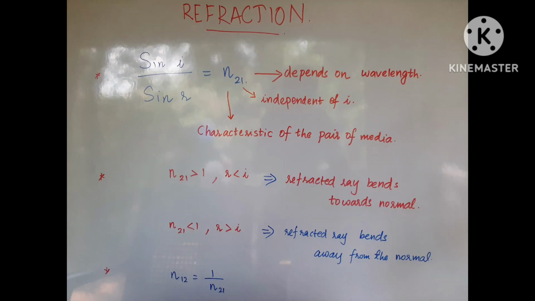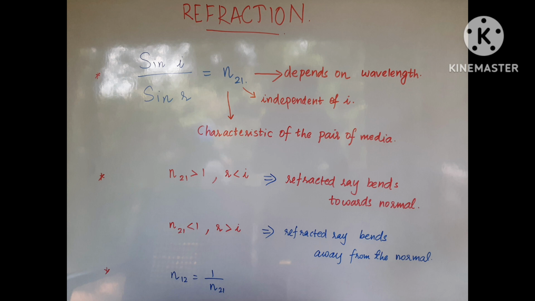Snell's law says that sin i by sin r is equal to n21. This is a characteristic of the pair of media. The value will change according to the pair of media, and it depends on the wavelength. The wavelength of the light depends on its velocity, so it depends on wavelength. Third, we can say that the refractive index n21 is independent of i or r, that is, independent of the angle of incidence.